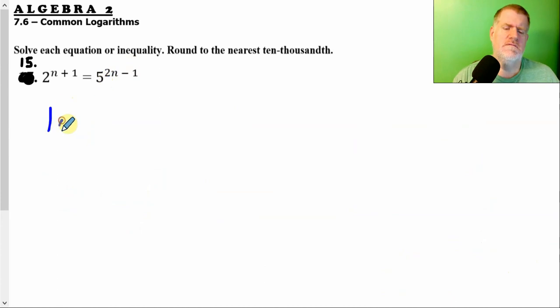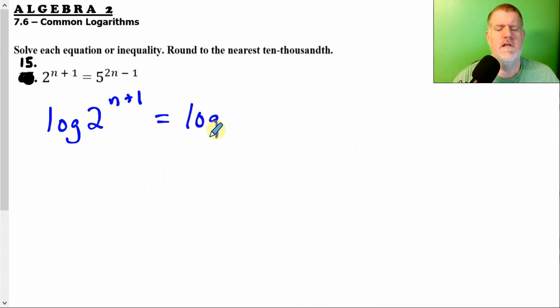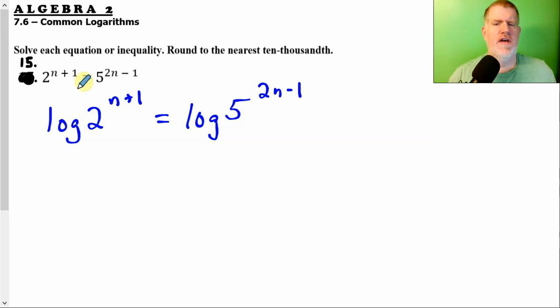Oh, well, what did I say? If we don't know the exponents, we take the log of both sides. My hesitation was that we have unknown exponents on both sides, which we haven't had before. That's okay. Let's do it, though. We can do it. I trust us.